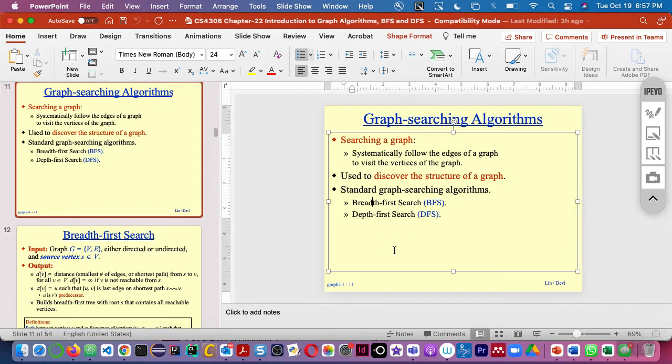We do this searching in two ways. One is called breadth first search, the other is called depth first search. Breadth first search is easy to remember. Depth first search is a little bit complicated. So let us understand the easiest one, the breadth first search algorithm, and before that let us understand it in terms of a tree, mainly a BST.